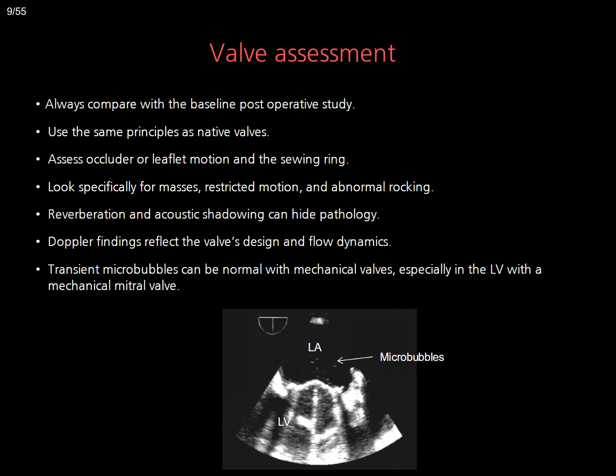When you image a prosthetic valve, your first comparator is the baseline post-operative study. The overall approach is similar to native valves, but prostheses create much more artifact. Start by confirming leaflet or occluder motion and then inspect the sewing ring and surrounding structures. Actively look for restricted motion, abnormal rocking, or any new masses.